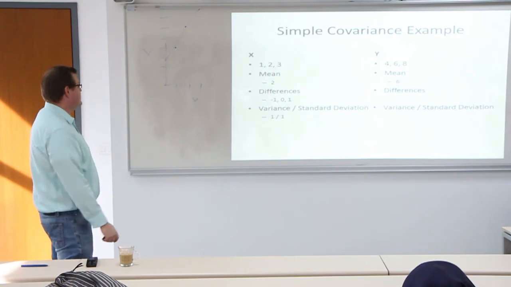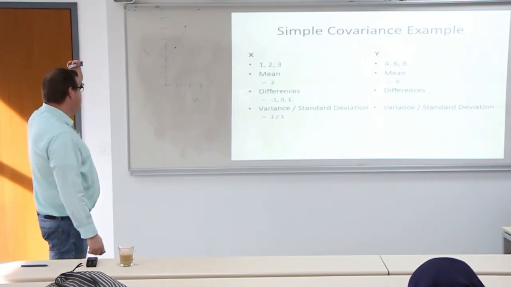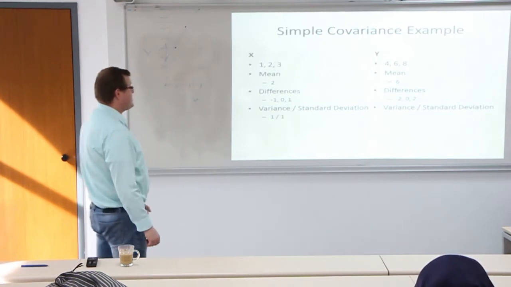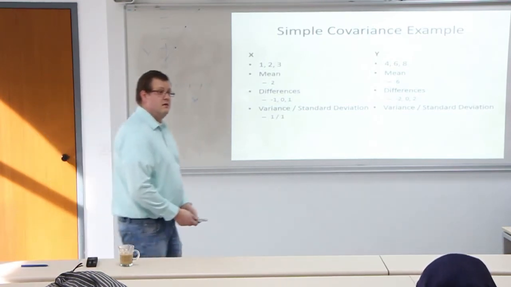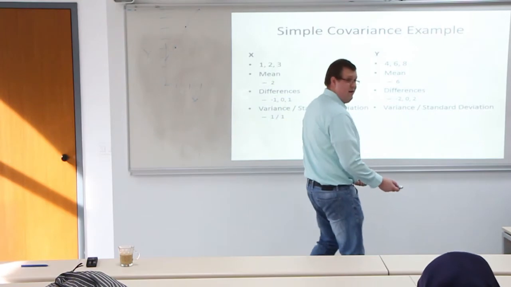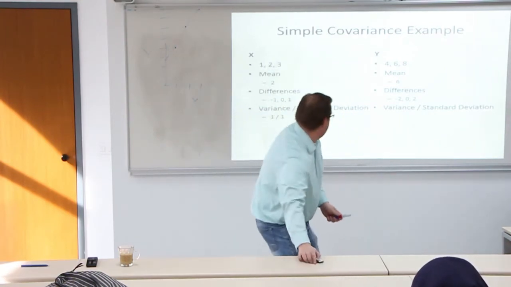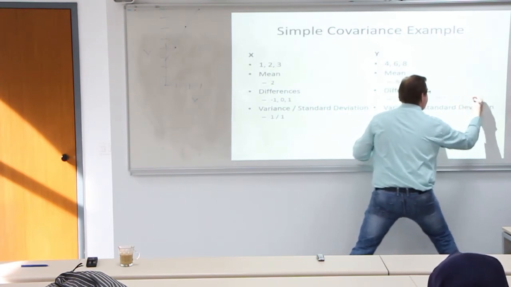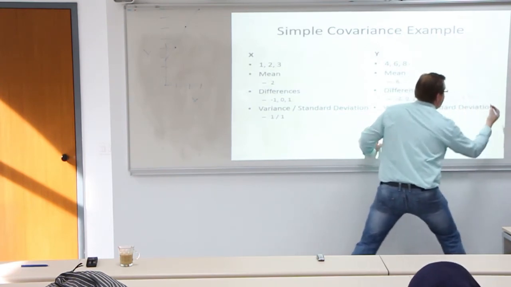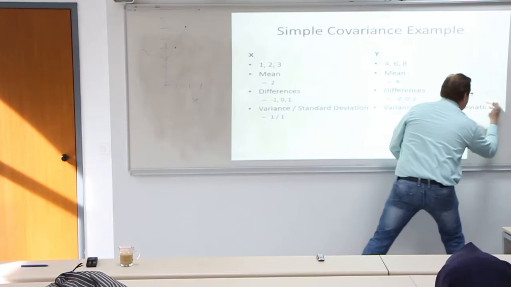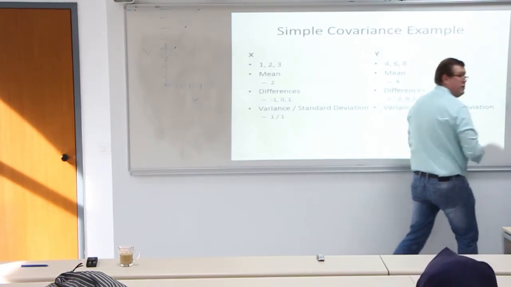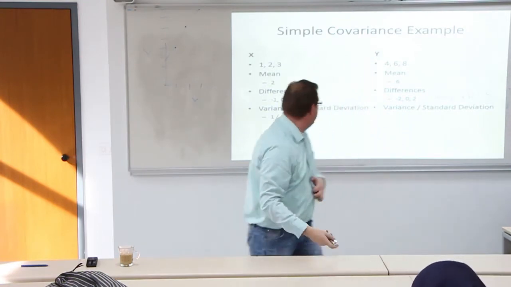Okay. For y, what's the mean? 6. What are the differences? -2, 0, and 2. What's the variance? 4. Let's see. 2 squared is 4 plus 0 plus 4 equals 8. So that's the sum of squares divided by 2 equals 4. That's the variance. Take the square root and we get 2 for the standard deviation, right?